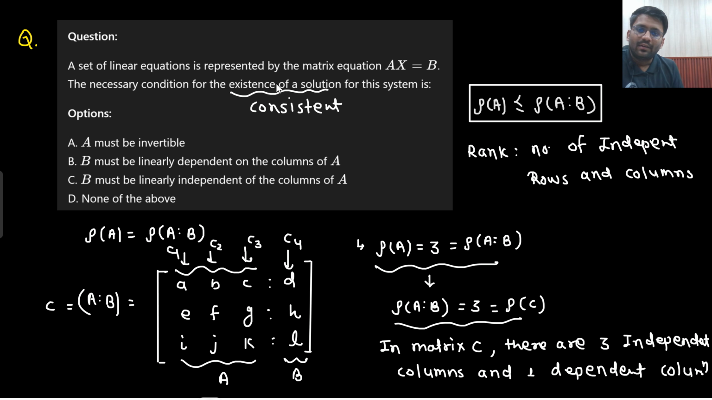Rank of A was 2. What if rank of A was 2? If the rank of A was 2, then what would have been the scenario? And what do you want? You want the existence of solution. That means rank of A would be equal to 2, would be equal to rank of A augmented B.